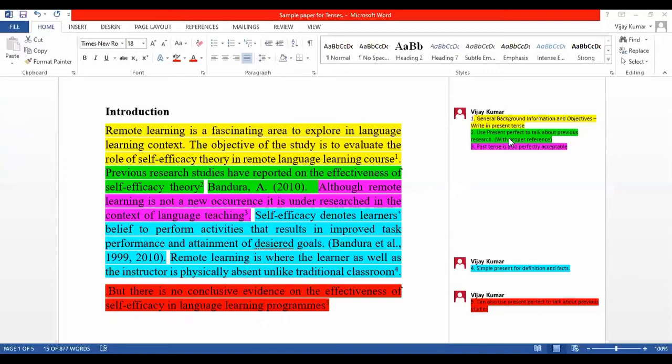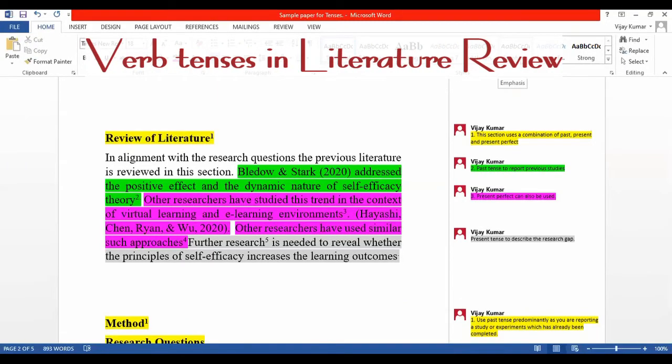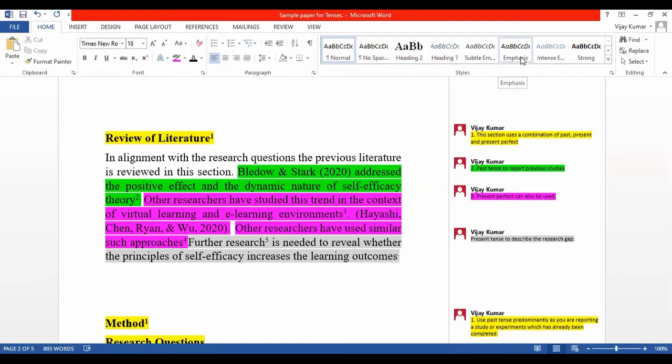You can also use present perfect whenever you talk about previous studies. In the review of literature section, you will use a combination of past, present, and present perfect. Whenever you report on previous studies, you will use the past tense. Look at the sentence that's highlighted in green. Beldo and Stark address the positive effect and dynamic nature of self-efficacy theory.